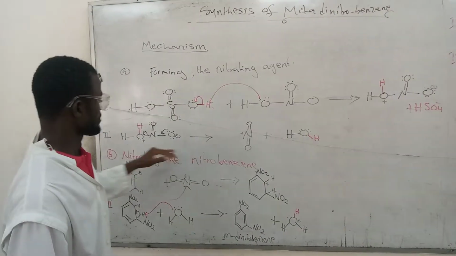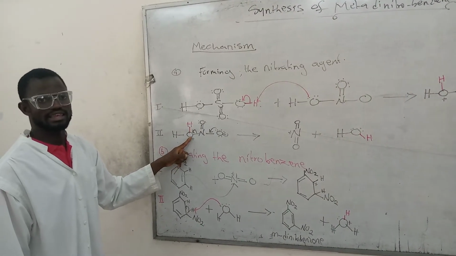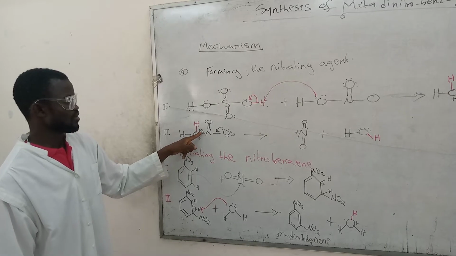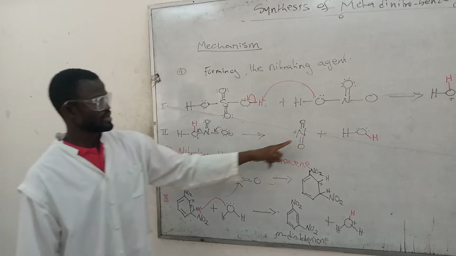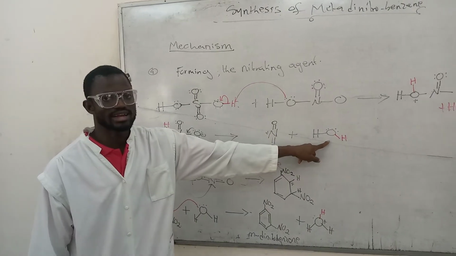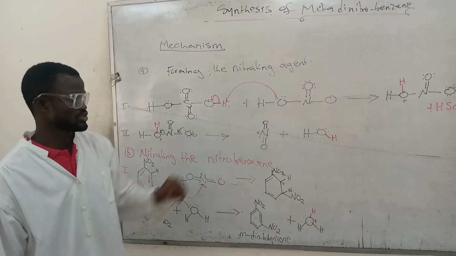Now, step 2 of the mechanism: we know that water here is a leaving group. So water leaves whilst the electrons here are donated to form the nitro group. And this is the water that has left. See the color of the nitrogen here? From the sulfuric acid, and this is our nitro group.